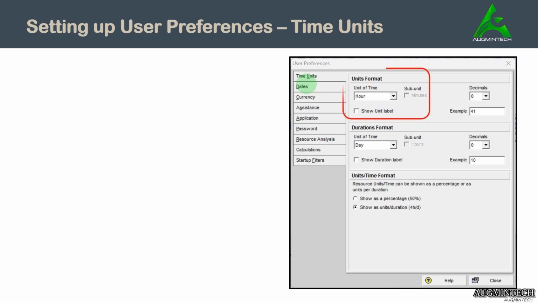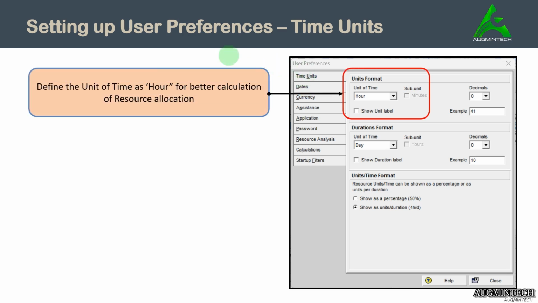First thing, the dates. In the time units, you can select the unit of time as hour. This is most recommended because for an activity, you are assigning some units. If it is in terms of hours, you can just calculate it very easily, saying this activity needs 50 hours, this activity needs 100 hours.